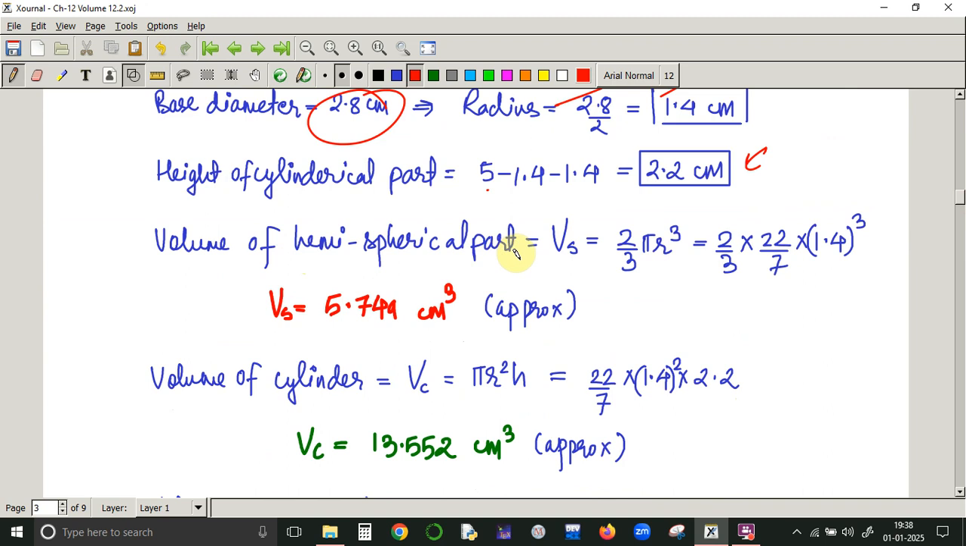Volume of the hemispherical part. So the formula is 2 by 3 pi r cube, and we have to multiply it by 2 also. Put the values of the radius, and we know that 1.4 is divisible by 7. So for pi I have substituted 22 by 7. So the volume of the sphere comes to 5.749. It will take time to multiply the things, and you will get 5.749. So try to do this multiplication part very fast, okay?